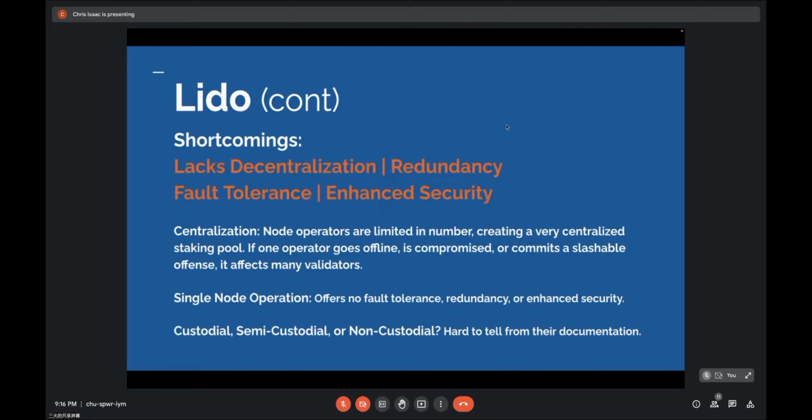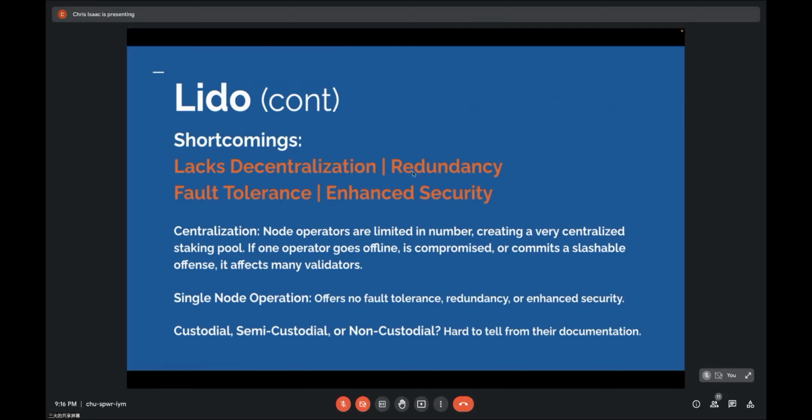Some of the shortcomings, as we see it: it lacks decentralization, in the sense that, as I mentioned, the node operators are limited in number, which creates a kind of centralized staking pool. And if one operator goes offline or does something they shouldn't do, it ends up affecting a lot of validators. So that's a bit of an issue.